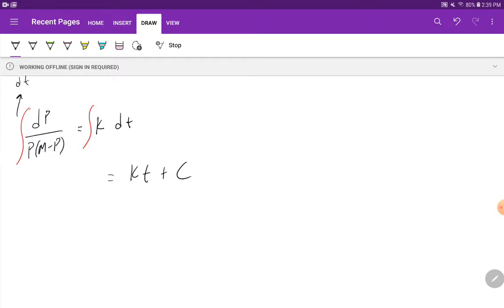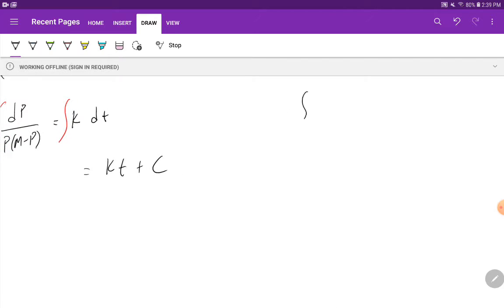The left side should look really familiar. In fact, I'm going to write it over here: dp over p times m minus p. Does anything call out to you? Feel free to pause the video and think about it and try it yourself if you see it. Okay, if you don't, you can unpause.